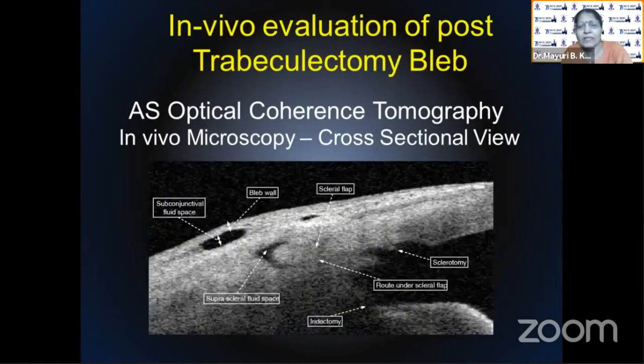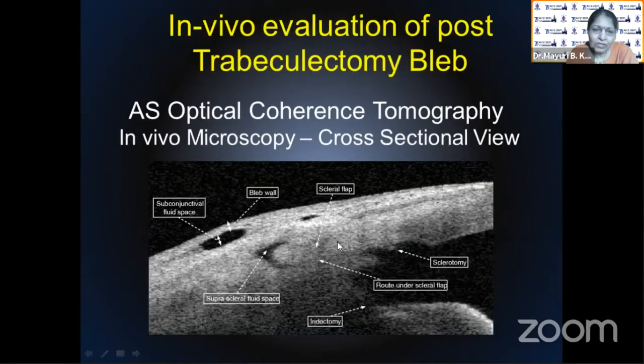But all these may not be possible in all the patients. You cannot predict who will fail and who will be successful. So with the help of imaging, in vivo evaluation of the post-trabeculectomy bleb is possible. Being a non-contact technique, you can use anterior segment OCT even in the early period, or the first week of the surgery, where you may not like to use UBM. It will give you a microscopic cross-sectional view. It is shown here, and multiple data can be seen on this.